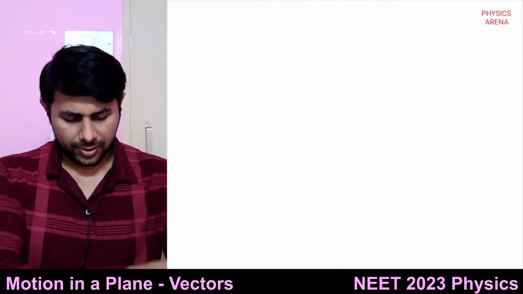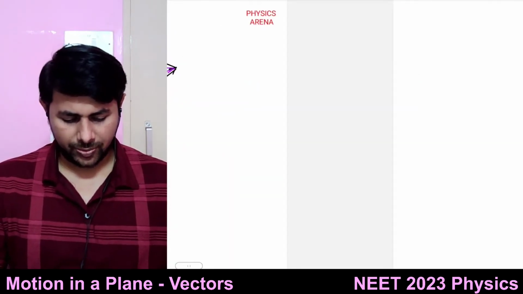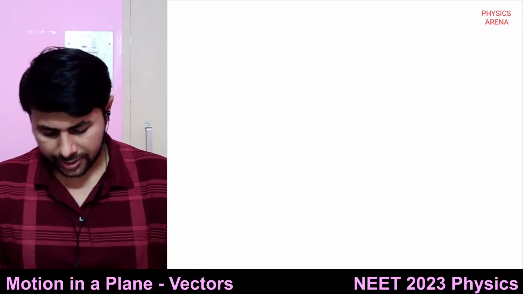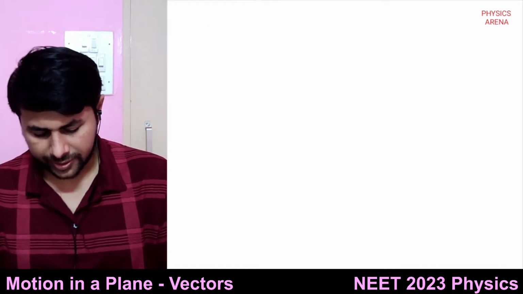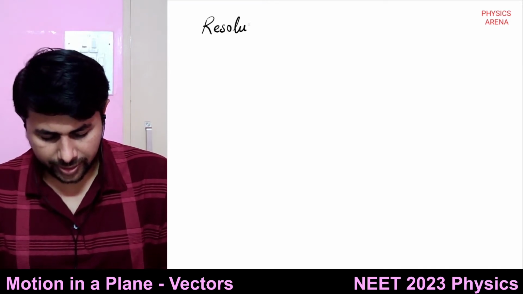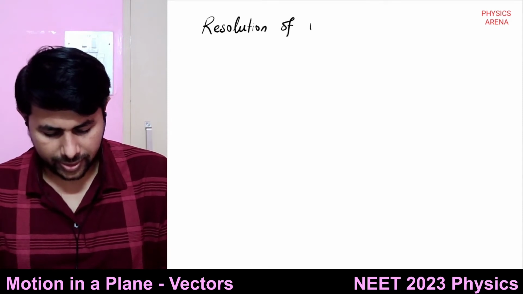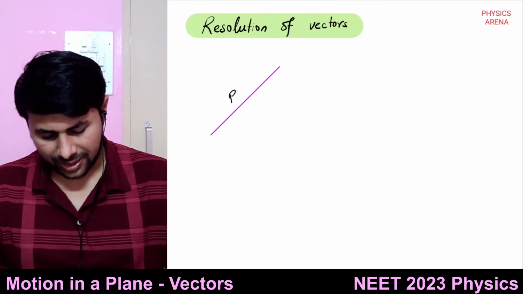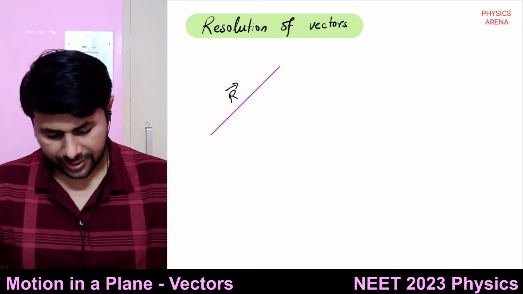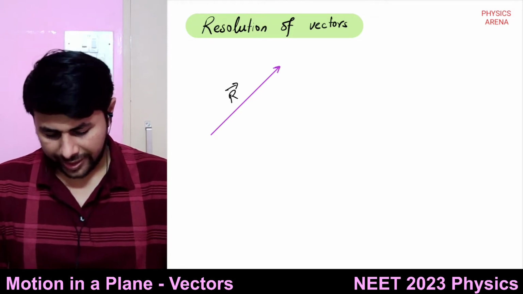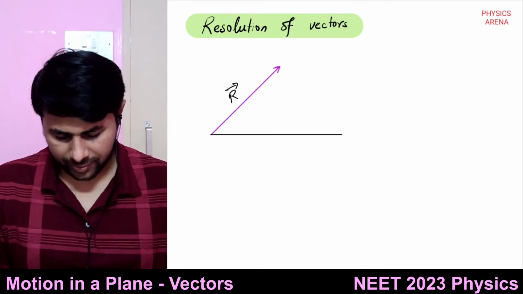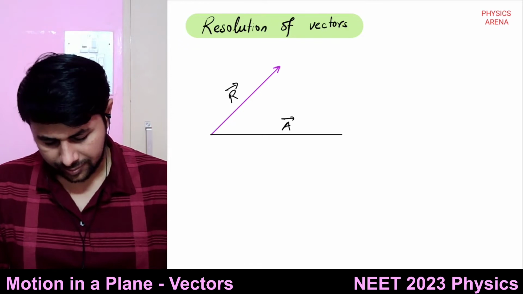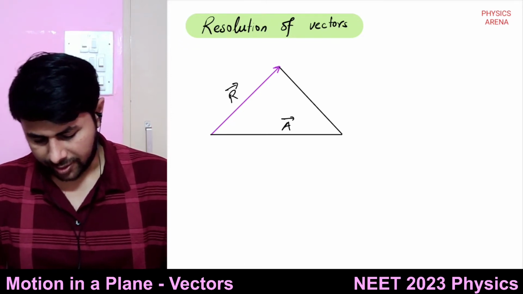So now this is the geometric method of addition of two vectors, and we'll find a formula for that. But before that, let's talk about resolution of vectors. Let's suppose this is a vector, this is R bar. And how do we get this R bar? We get this R bar by addition of this vector A bar and B bar.